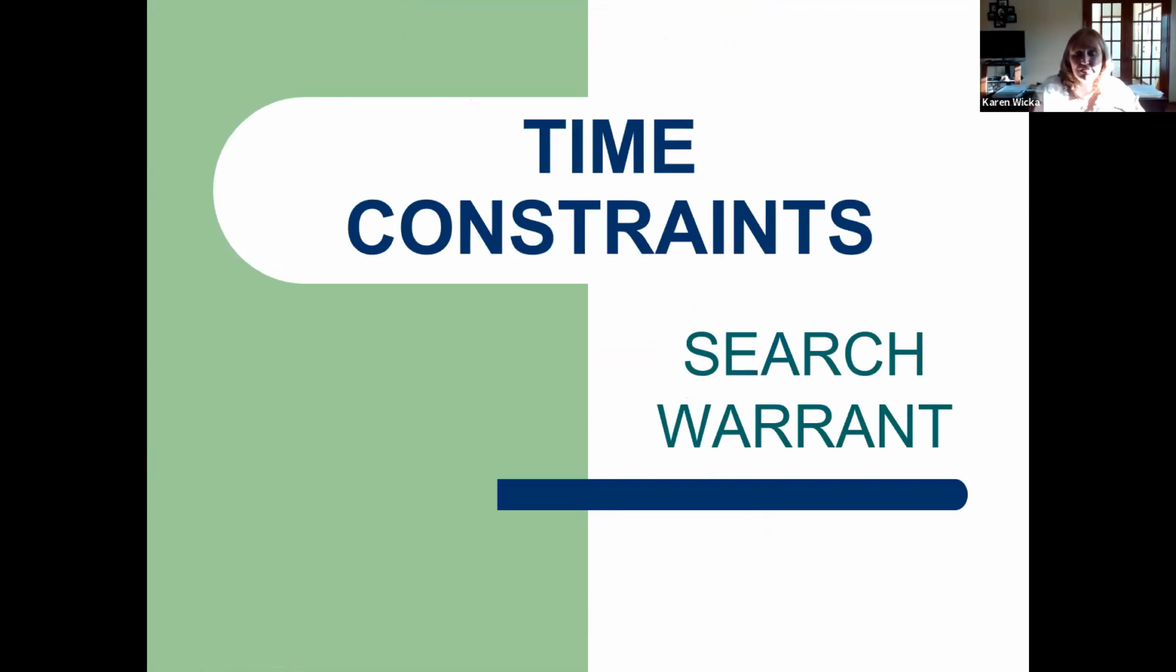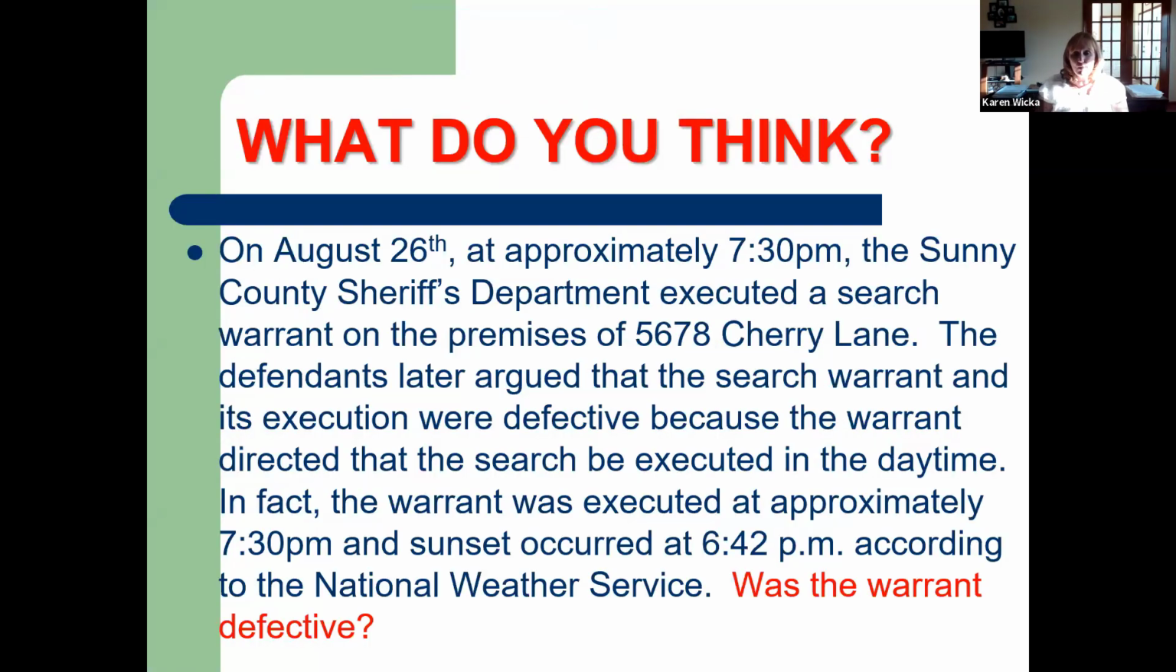So we have a warrant, we have a search warrant. How long are we able to execute it? Is it just a search warrant that's good forever, or are there time restraints? So, August 26th at 7:30 p.m., the Sunny County Sheriff executes a warrant to search the premises of 5678 Cherry Lane. The defendant argued that the search warrant and its execution were defective because the warrant directed the search to be executed in the daytime, and it was executed at 7:30. Sunset was at 6:42, which was nighttime. Does that automatically make the warrant defective?